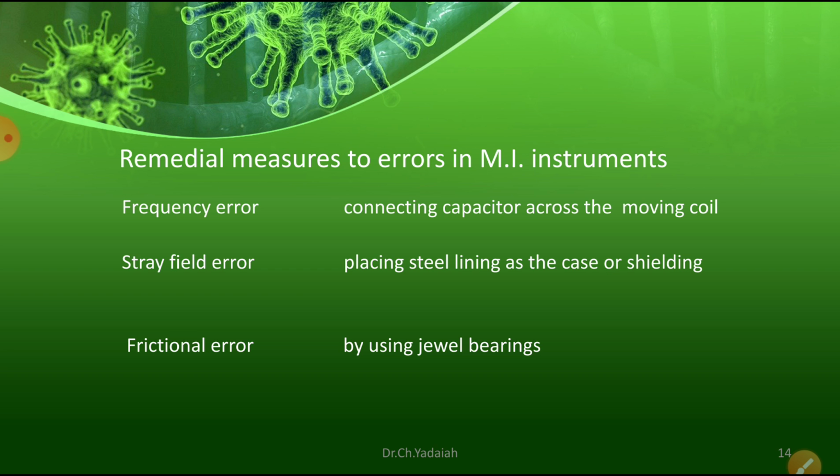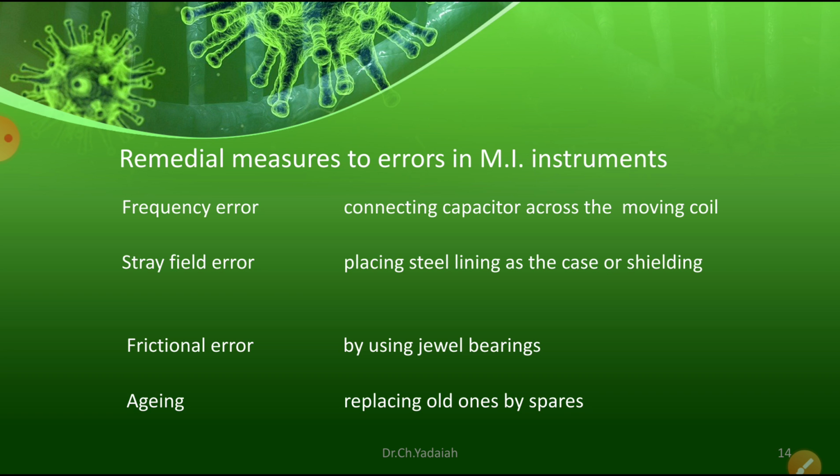Aging means that with continuous usage of this instrument, the parts inside may age. So, replace the old ones with new spares and calibrate once again. So, these are some of the errors that take place in moving iron instruments.